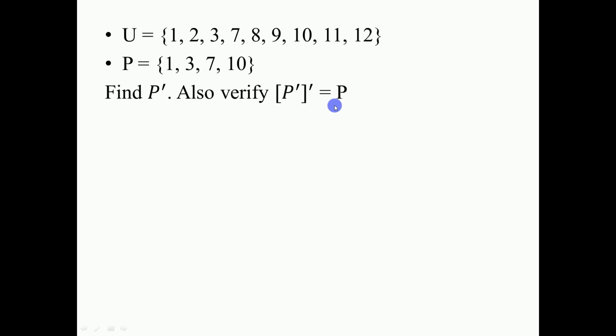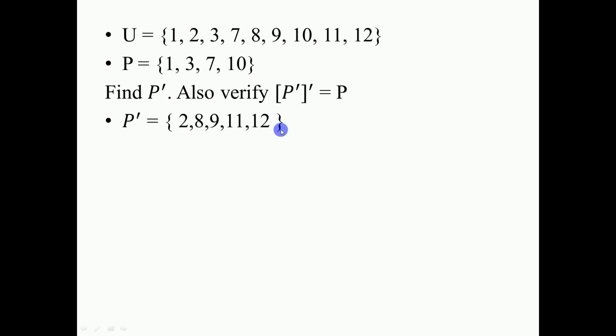Now first of all, we will find the complement of P. How to find the complement? It is very simple. You just have to take out the elements which are present in P from the universal set. So in set P, 1, 3, 7, 10 are present. I will remove 1, 3, 7, 10 from the universal set, and whatever is left out from the universal set will be the P complement. So when you remove 1, 3, 7, 10, you will get 2, 8, 9, 11 and 12.